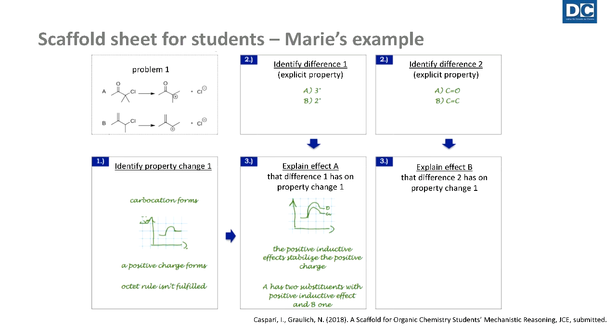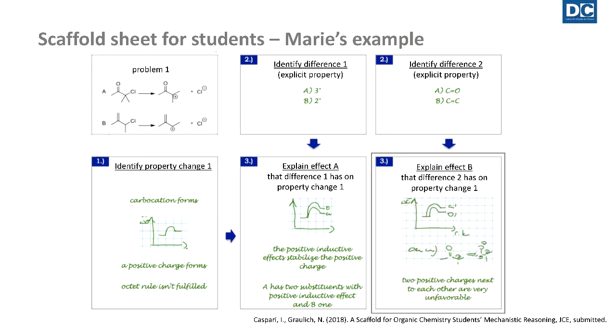So all these steps done here with the scaffold are also steps she has done without the scaffold. But now we can see how the scaffold makes a difference for her reasoning about the problem. With the scaffold, she could now explain an effect that the explicit property difference, CO versus CC, has on the carbocation formation. And she's saying two positive charges next to each other are very unfavorable.